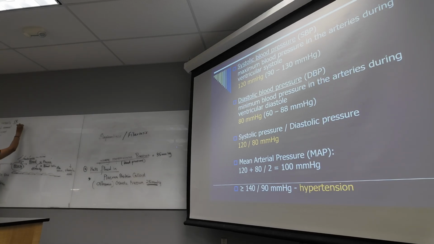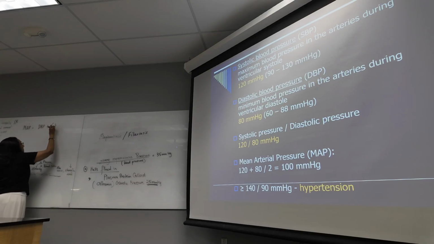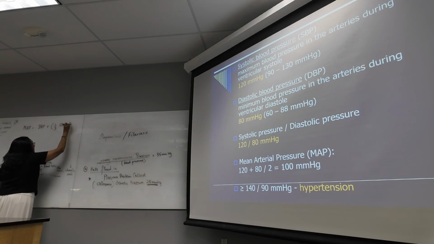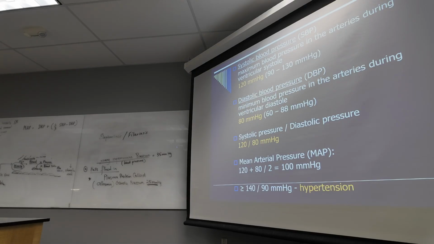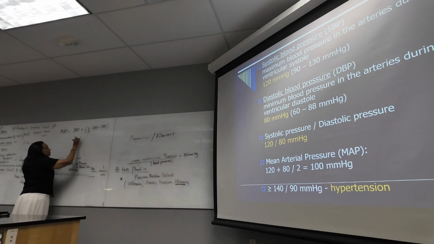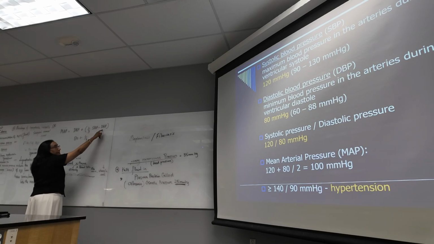Mean arterial pressure is diastolic blood pressure plus 1/3 of systolic blood pressure minus diastolic blood pressure. This is the formula for actual blood pressure. Not that you have to know the formula, but I'm just trying to tell you what the actual formula is. So if you were to calculate based on this, systolic minus diastolic is 120 minus 80, that is 40.